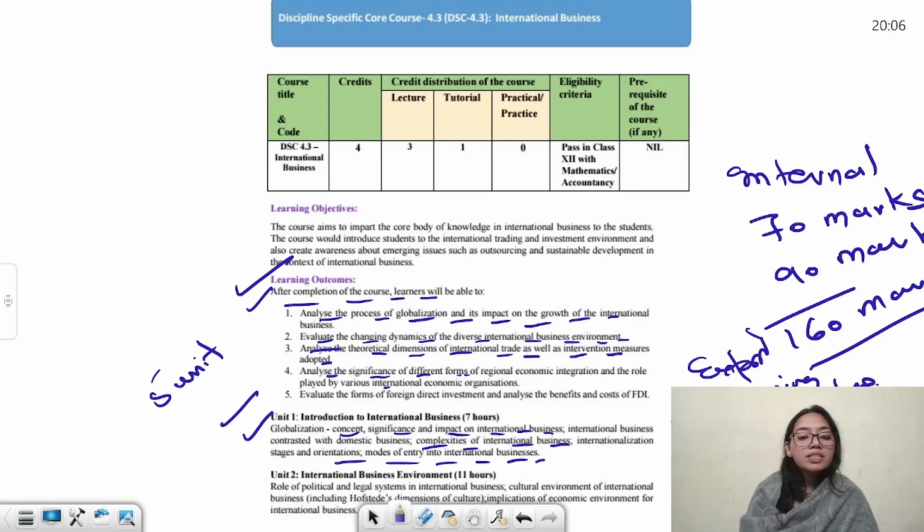The second unit is about the business environment. Here you will understand the role of political and legal systems in international business, the cultural environment of international business, its dimensions, and the implications of the economic environment for international business, and it carries 11 hours.